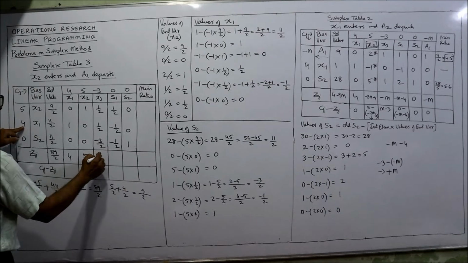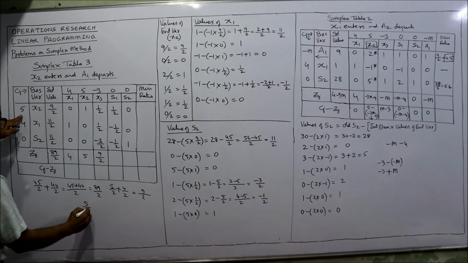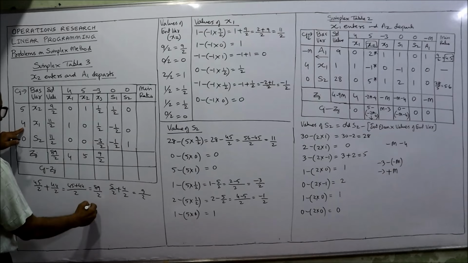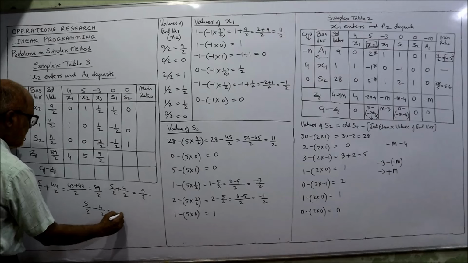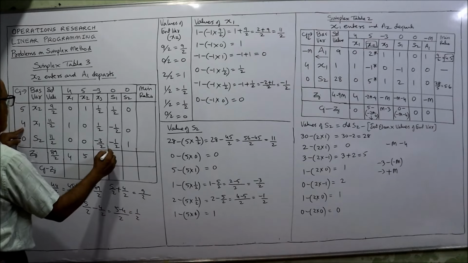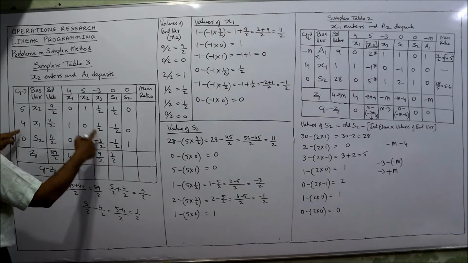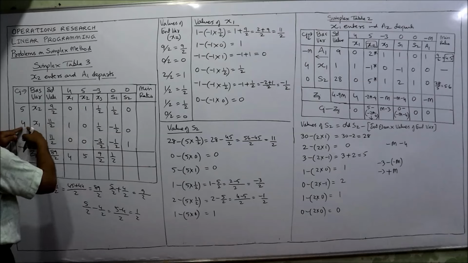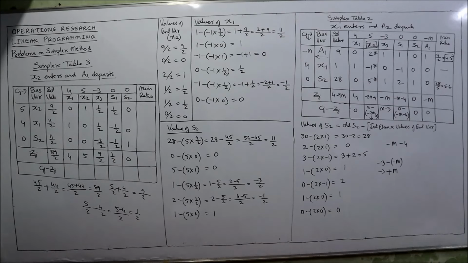So 9 by 2. Here 5 into half is 5 by 2. Plus into minus will be minus 4 by 2. That is equal to LCM is 2. 5 minus 4 is 1 by 2. So here it comes 1 by 2 because 0 into minus half is 0. So 5 into 0, 0. 4 into 0 is 0. 0 into 1 is 0. That's it. Now we subtract.